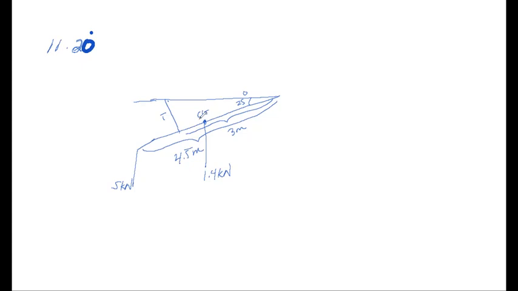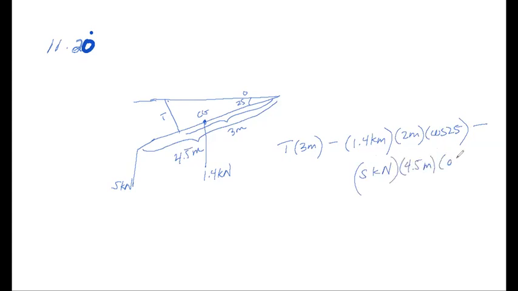Okay, so for the tension in the cable, we will take the sum of the torques. So we've got T, it's at 90 degrees. So T times 3 meters, that's the tension in the cable, that's going that way, and that's positive, minus 1.4 kilonewtons times, what was the distance there? 2 meters, right? 2 meters times cos 25, right? The cosine will be the lever arm. Minus 5 kilonewtons times 4.5 meters times another cos 25. And that tension is going to work out to be 7.64 kilonewtons.